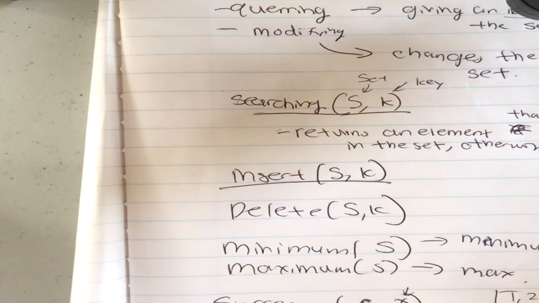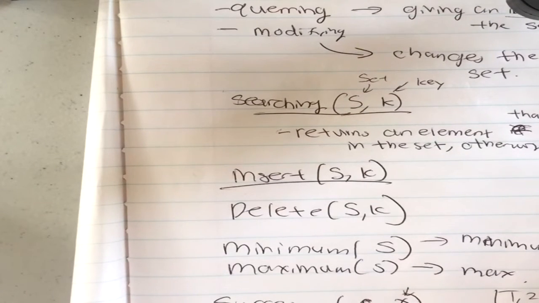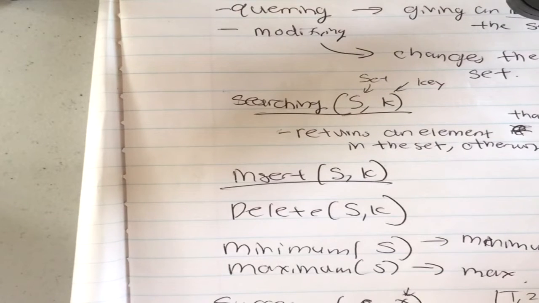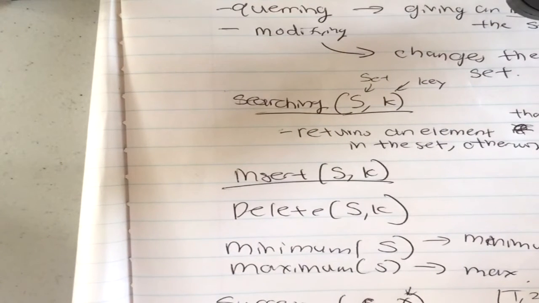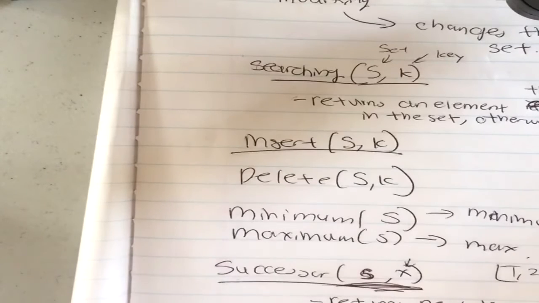So in successor, if it's the maximum element, it'll return null. By the way, I forgot to add that. If X is a maximum element, return null. And for predecessor, if X is the minimum, it would return null. So that's a thing for predecessor and successor, and for these operations of a set.